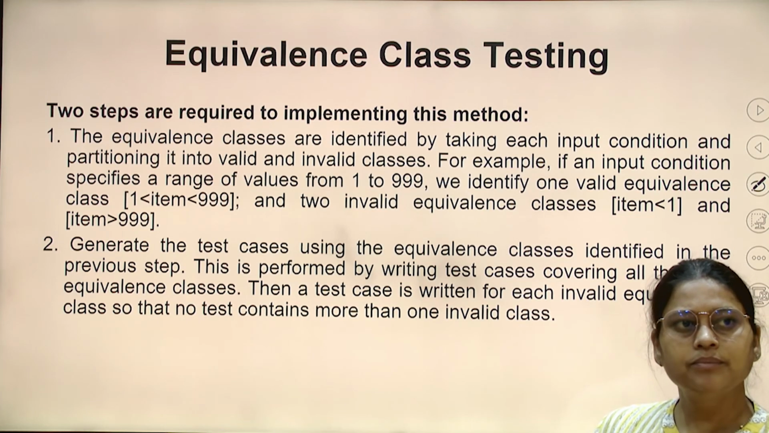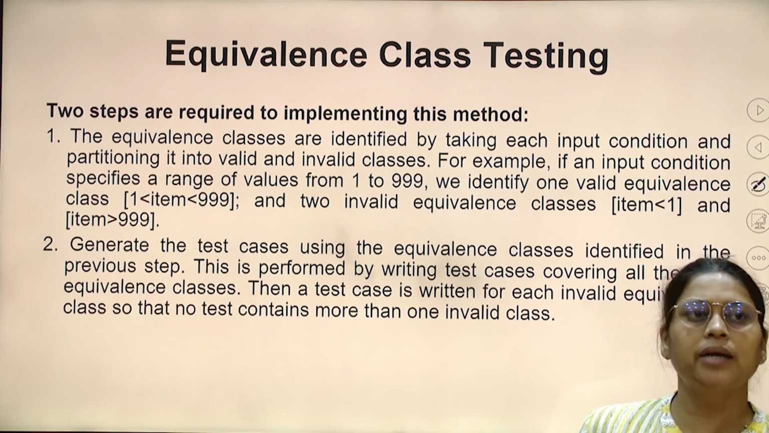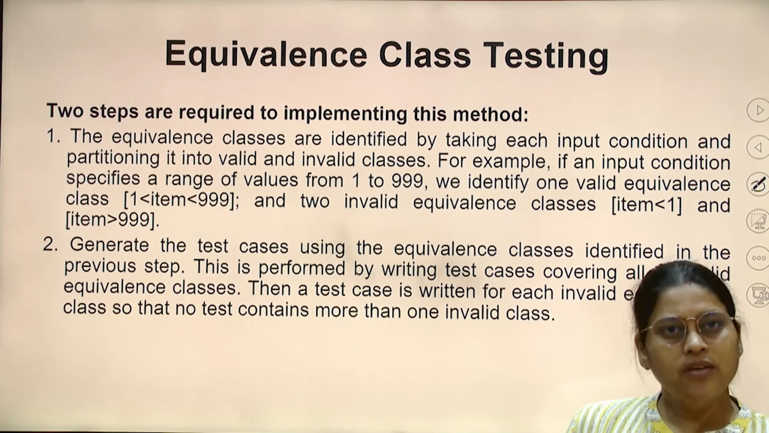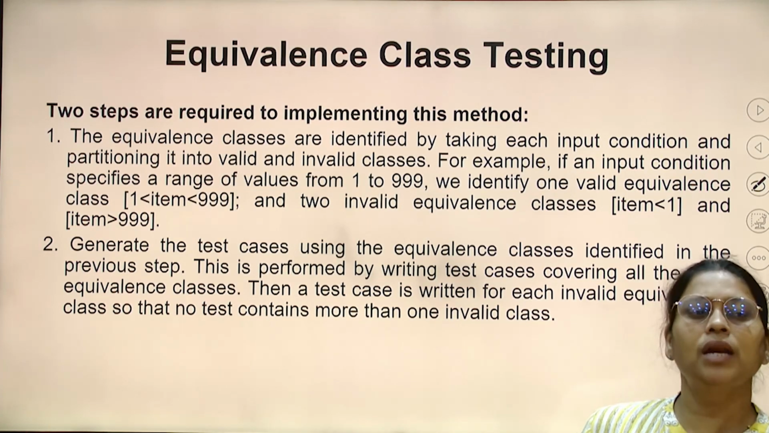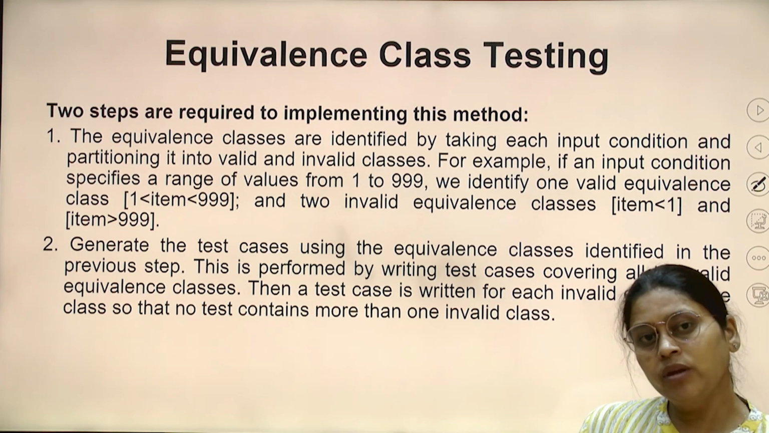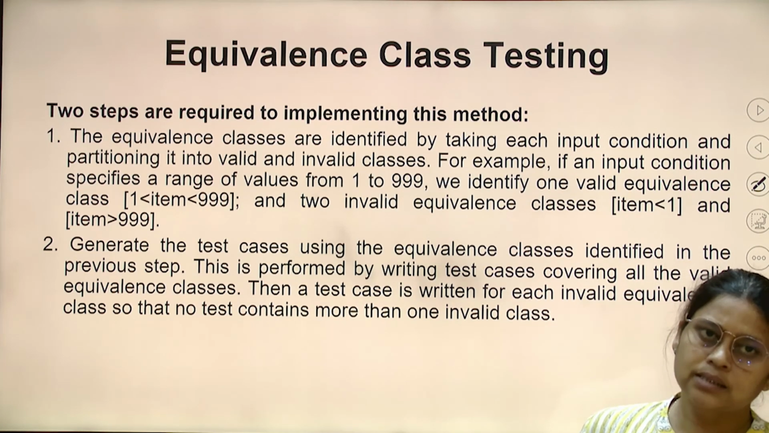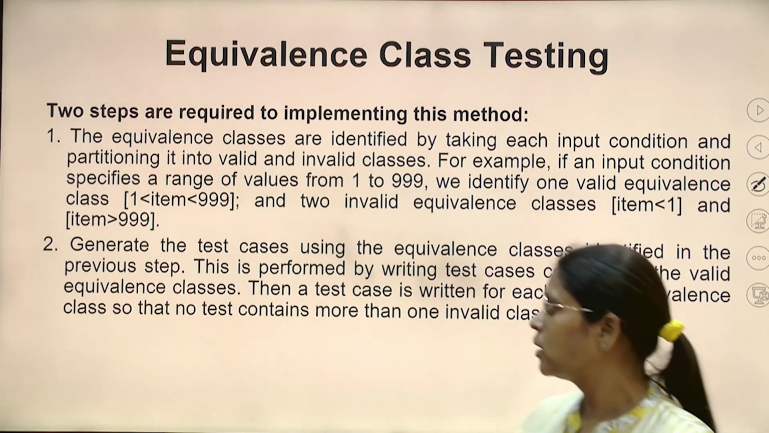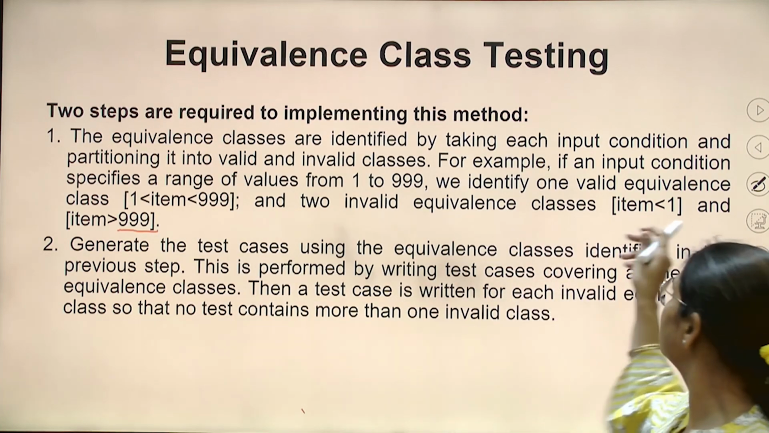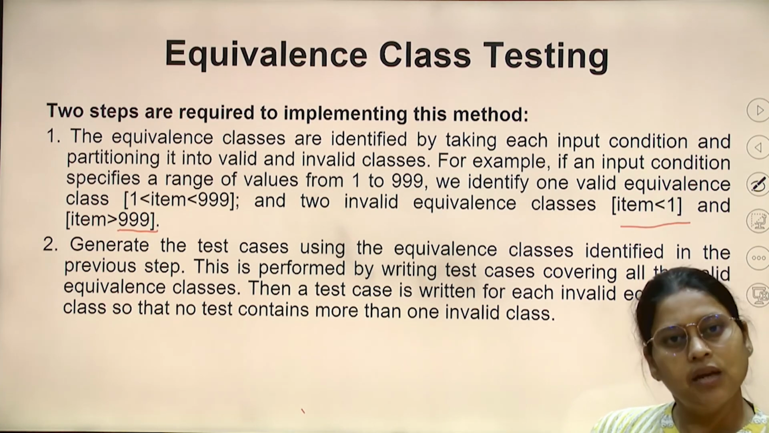The equivalence classes are identified by taking each input condition and partitioning it into valid and invalid classes, as I have already told you. Now, if the input condition specifies a range of values from 1 to 999, it means the input we give between 1 to 999 will go to the valid class. And if we put any input that is greater than 999 or less than 1, then these results will go into the invalid class.